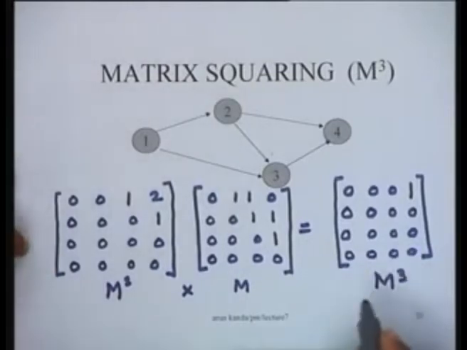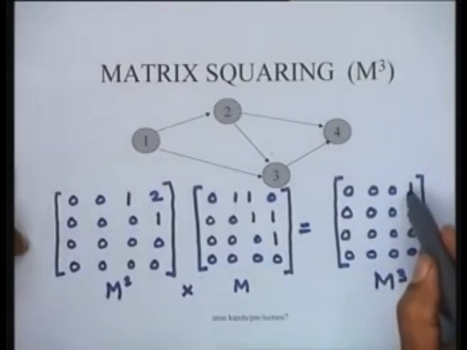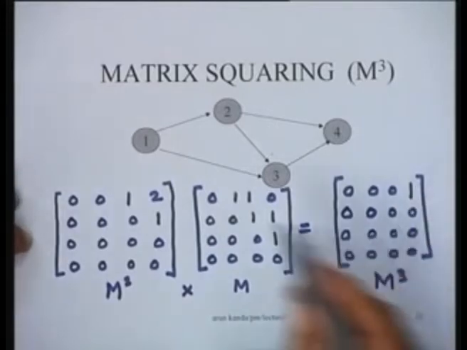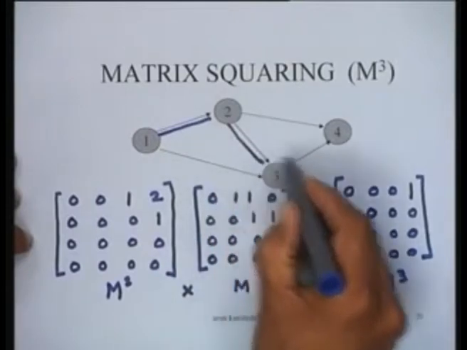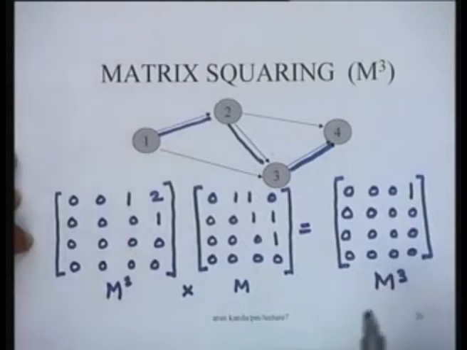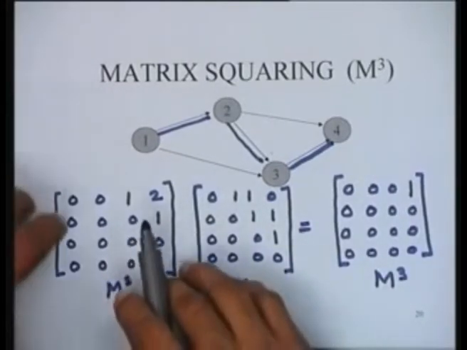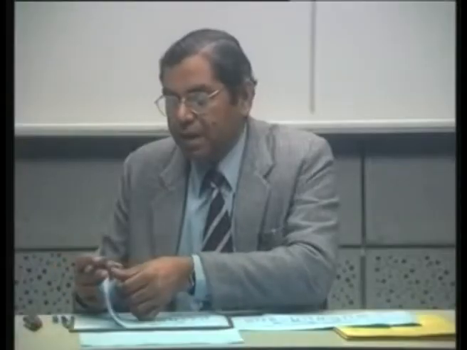So what you find is that when you discover the matrix M cube, it shows that there is a third order link from node 1 to node 4. Which is that third order link? It is this one. It involves three arcs, so it's a third order link from this to this. Okay.